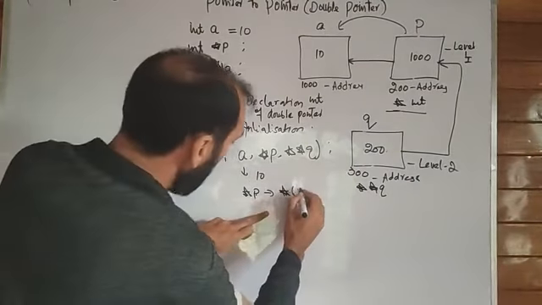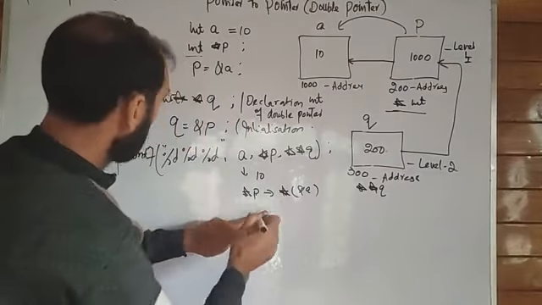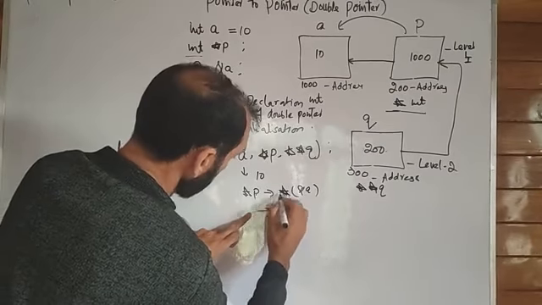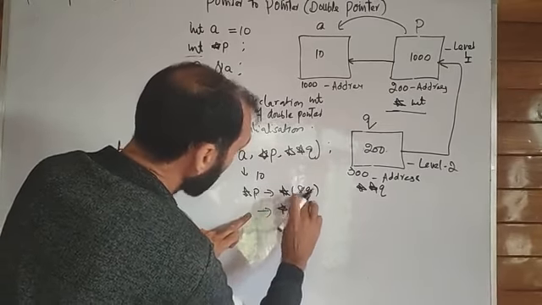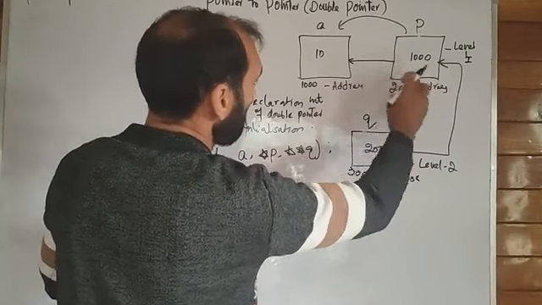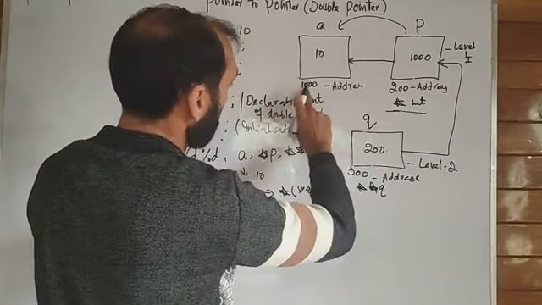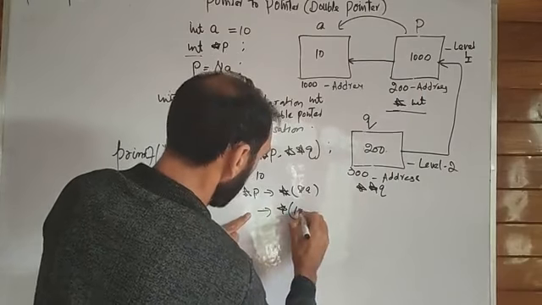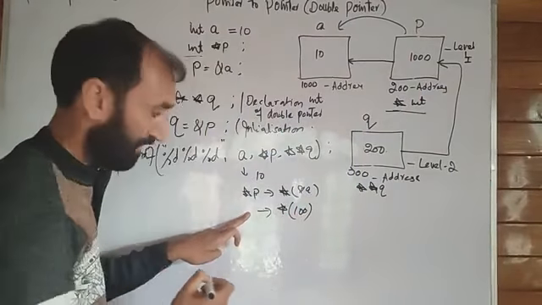p actually stores the address of a. What is the address of a? It is 1000. So p holds 1000.